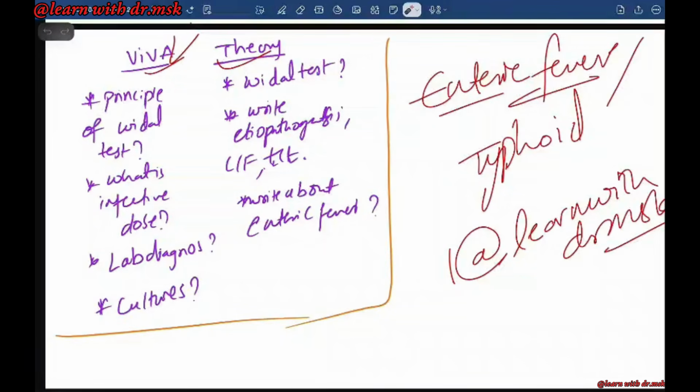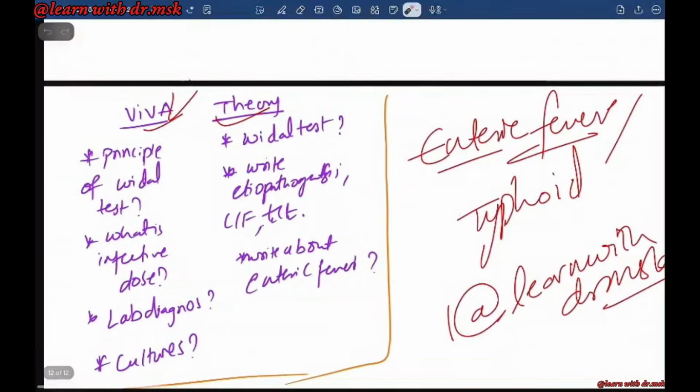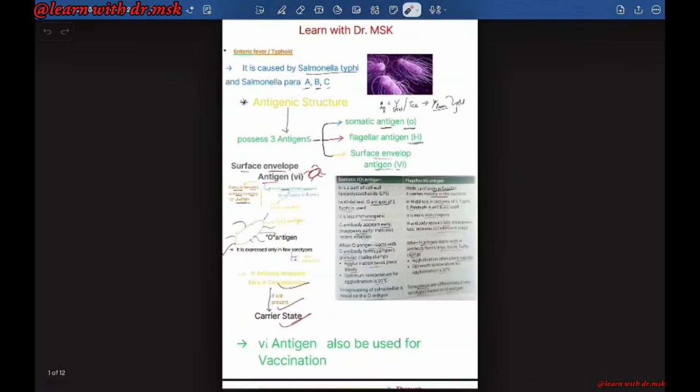Okay, next, in theory, what are they going to ask? They're going to ask lab diagnosis, Vidal test, etiopathogenesis, clinical features, treatment, and "write about enteric fever." These are all the questions going to be asked. Let's discuss what is meant by typhoid fever. It is one of the most common topics, and it can be repeated in medicine.